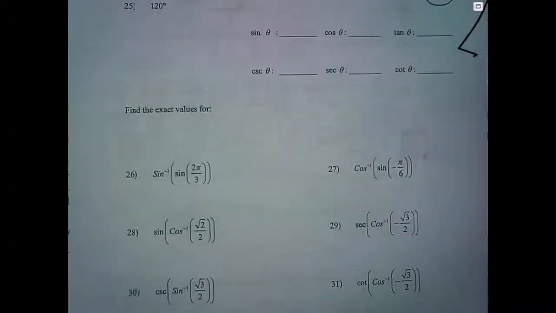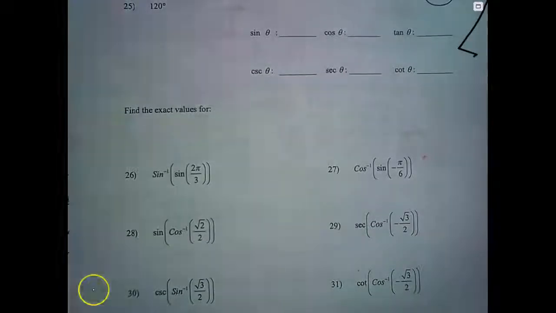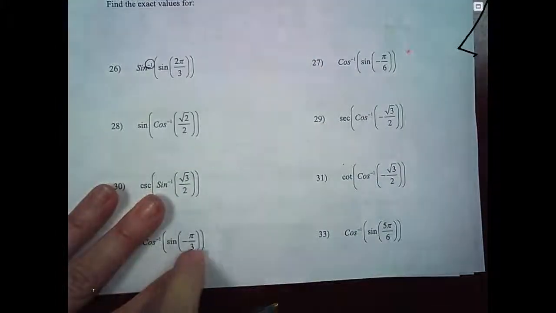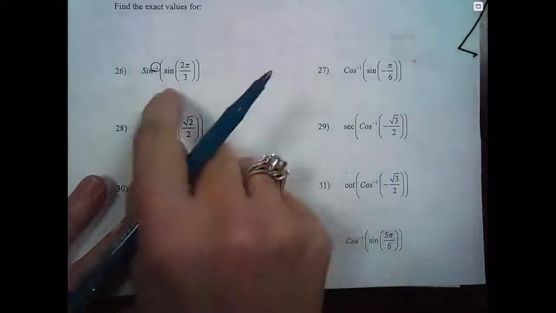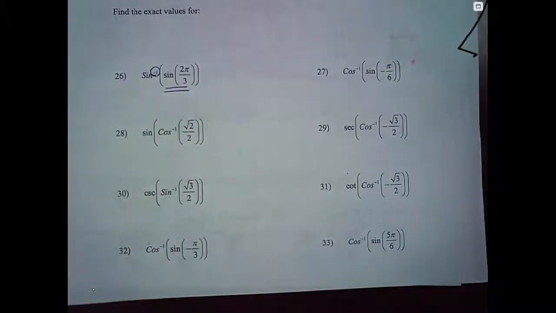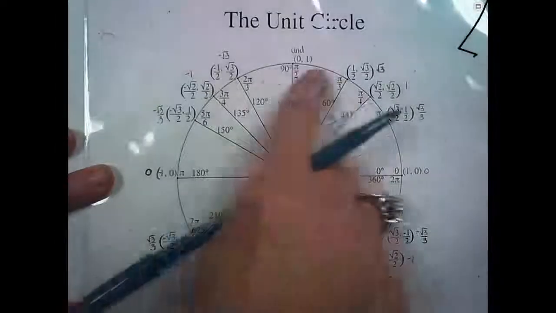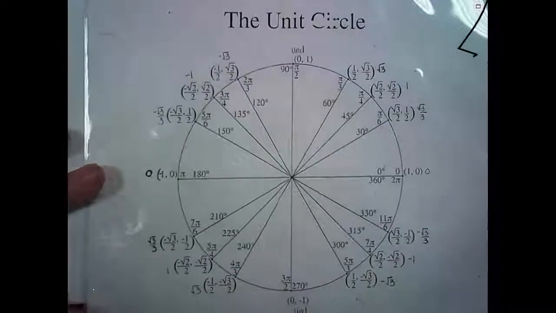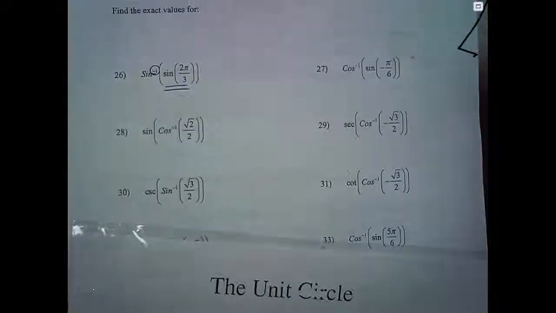Let's move on to 26. First of all, remember that when there's an inverse, you have to work from the inside out. If I just start here, there's no inverse, so there's no restrictions. If I give you a radian as the inside value, you are allowed to go anywhere you want in that unit circle. So do me a favor and find 2 pi over 3 in your unit circle.